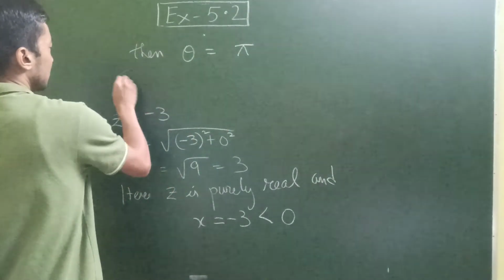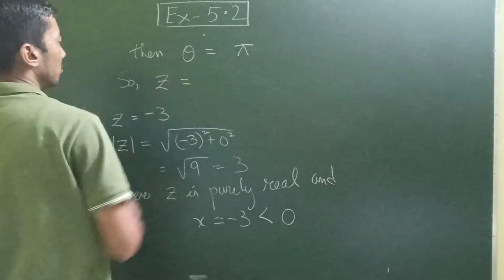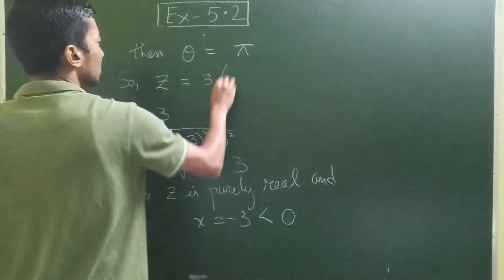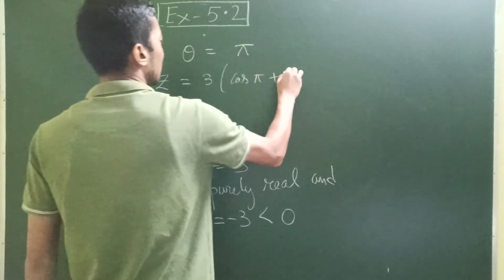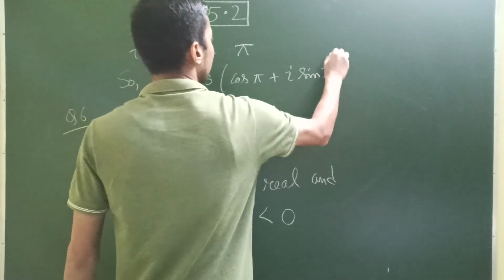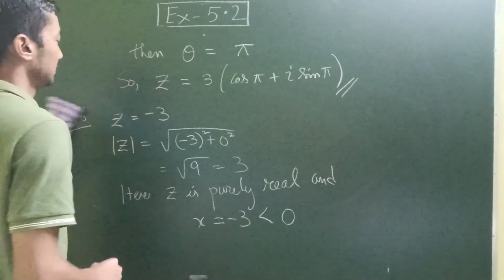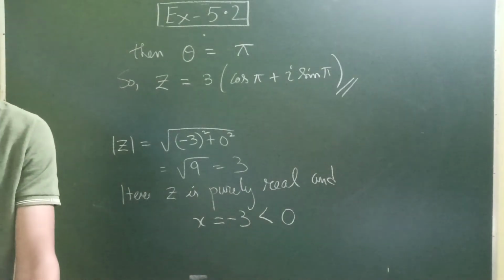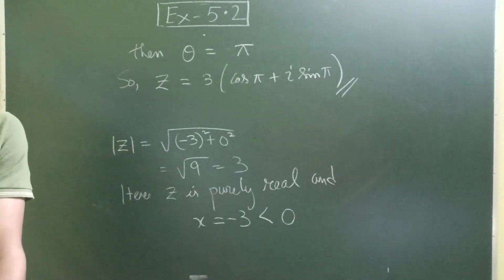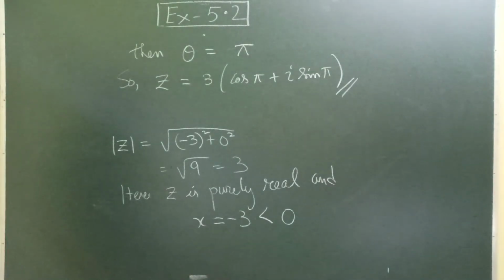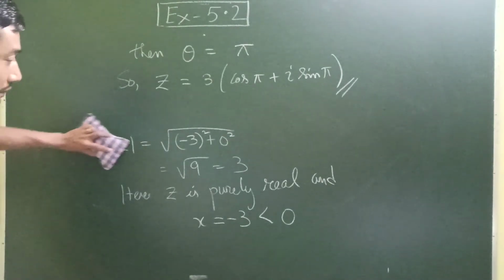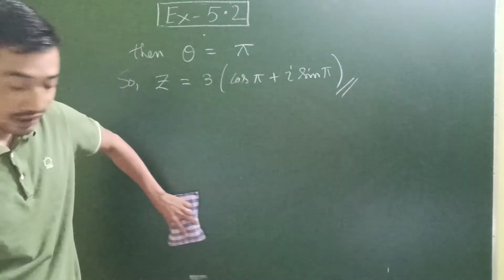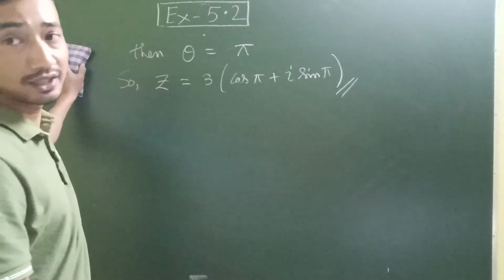So in that case, what will be the polar form of the complex number? z equal to r cos theta plus i sin theta. Question number 6: 3 times cos pi plus i sin pi. Okay, alright, this is for purely real. There's one more question that I see there. Okay, number 8. I think I can rub this off now.